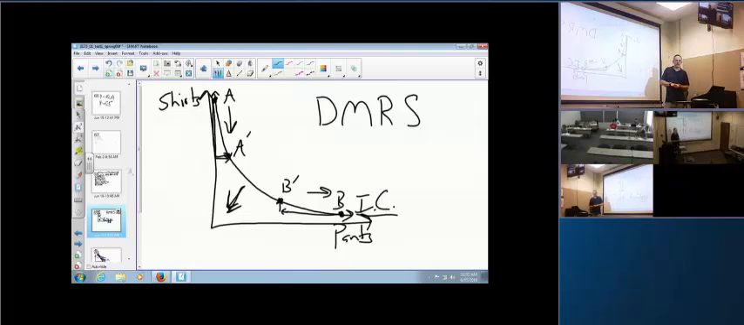It sounded really snazzy when I said the definition, but if you chew on it, you'll get a feel for what that means. Again, how many shirts are you willing to give up for more pants? Well, it's diminishing. You're willing to give up a lot over here, but you're not willing to give up a lot down here. That's the diminishing marginal rate of substitution.